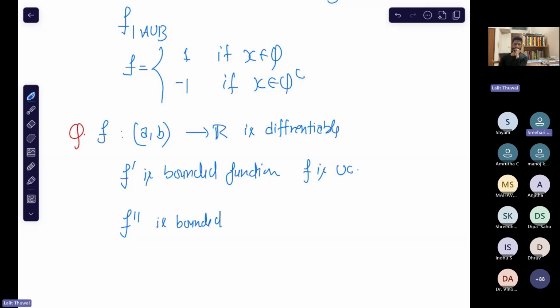Yeah, so Sri Hari, do you want to say something? You are unmuted. Okay. So suppose f double dash is bounded. Yeah, Anjita, let me know. Okay, Kirthana, you let me know.